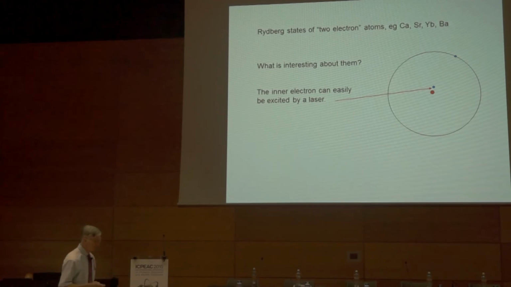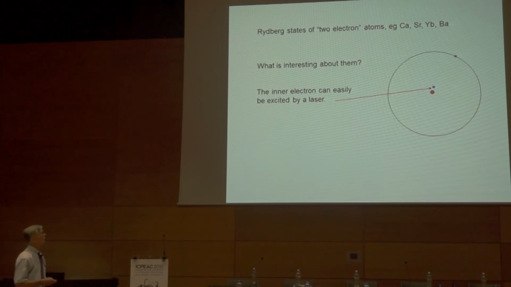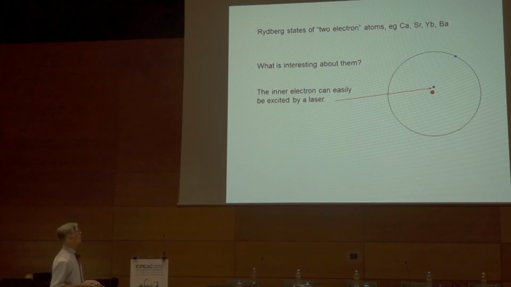Okay, so in the remaining few minutes that I have, I would like to move on to the Rydberg states of two electron, well, what I call two electron atoms, really two valence electron atoms. And what's interesting about them, as opposed to, say, rubidium, is that you can easily excite with a laser the electron of the other valence electron, that is the electron of the core. And I've already mentioned the fact that you can detect these atoms by autoionization, but there's more.